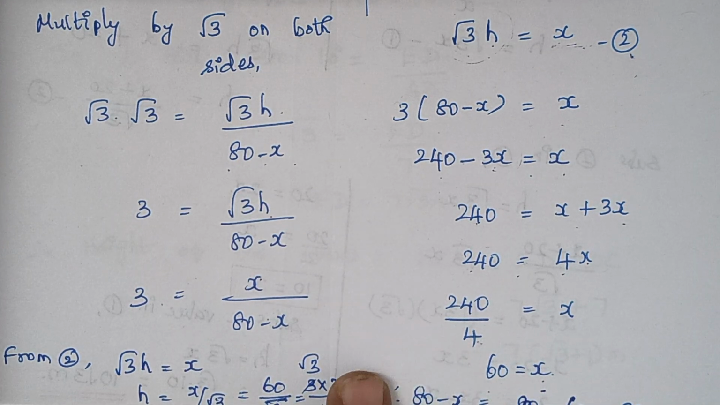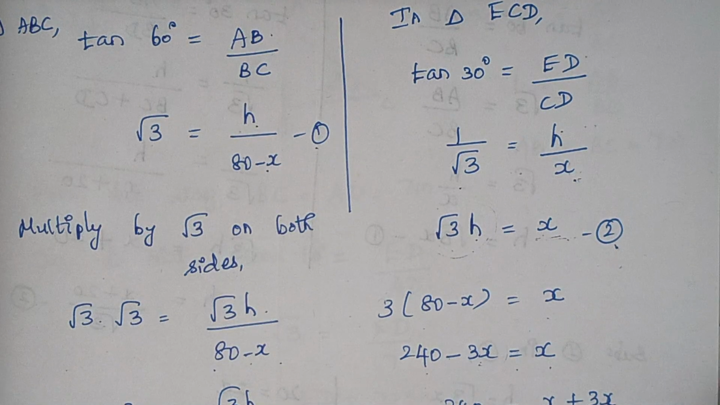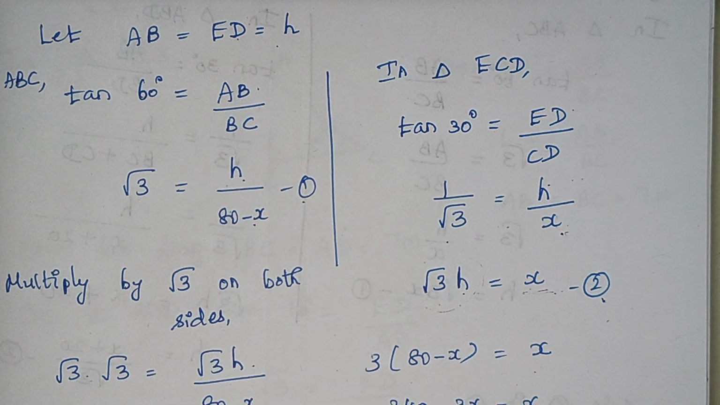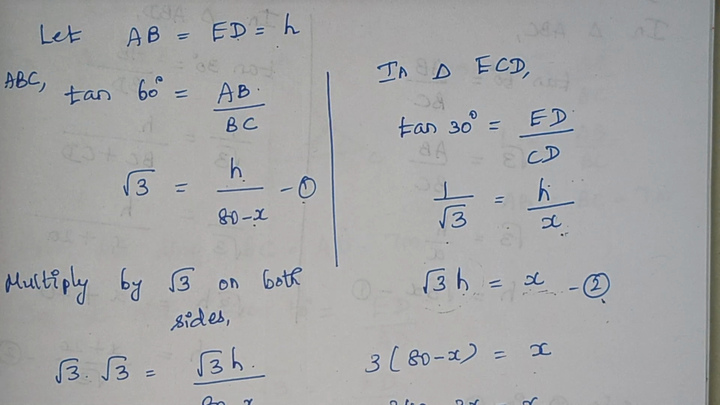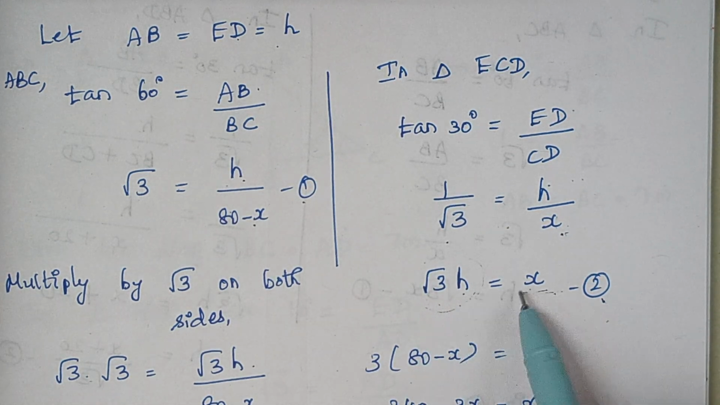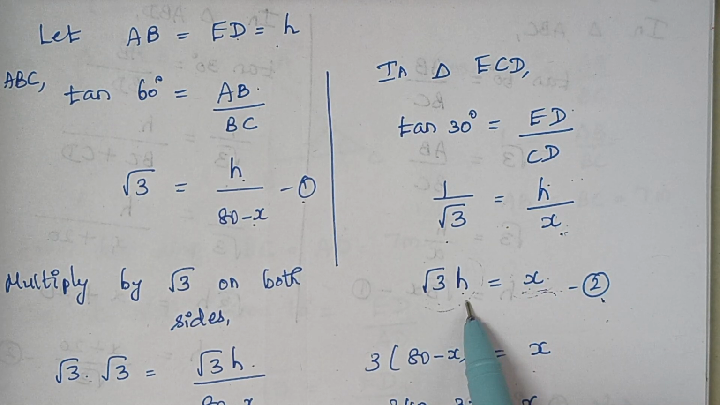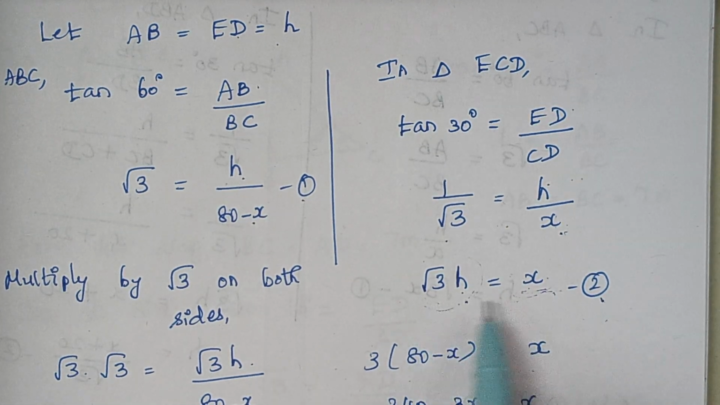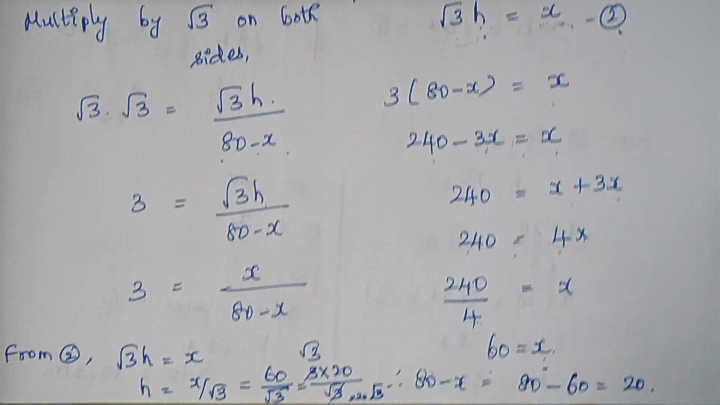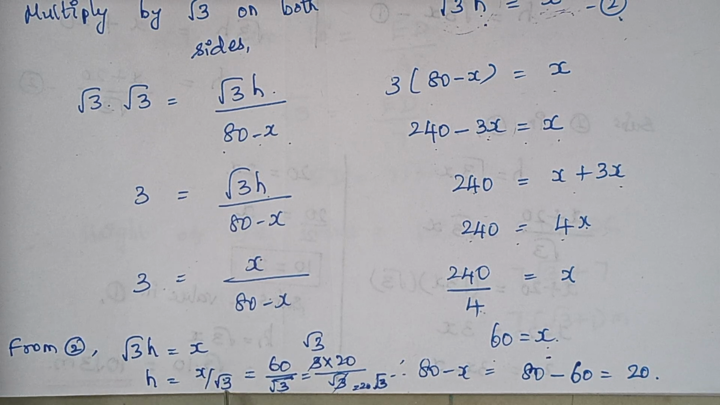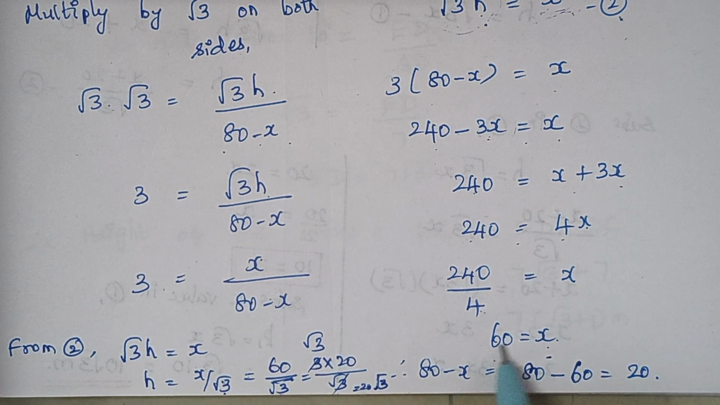Once you know the value of x, you can easily find the value of h. You see, root 3h is equal to x. Now I know the value of x, so I can find h. Again, consider this equation: root 3h is equal to x. Therefore, h is equal to x by root 3. What is the value of x? It is 60. So 60 by root 3.